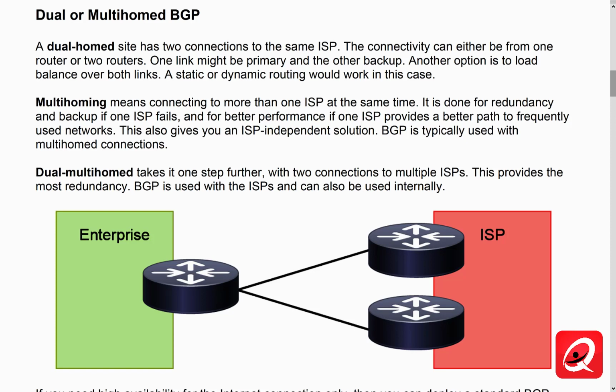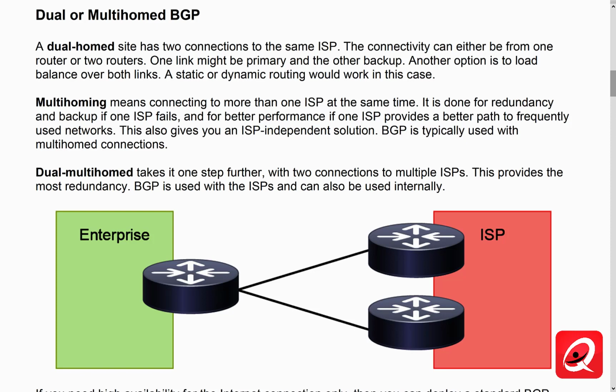If there's a problem within the service provider's network in a dual homed environment, it's going to affect both connections. But in a multi-homed environment, one service provider having issues would not affect the other connection to the other service provider. And BGP is definitely used a lot in this particular scenario.